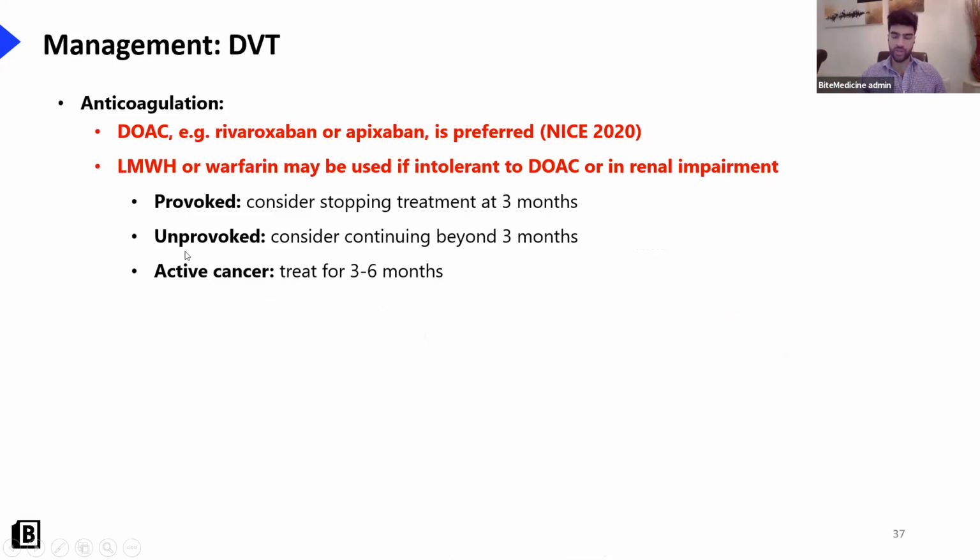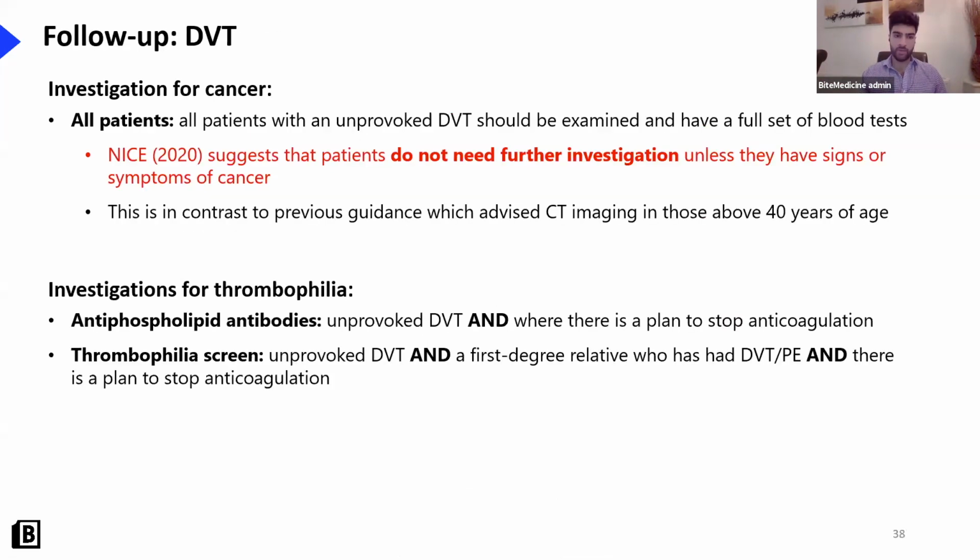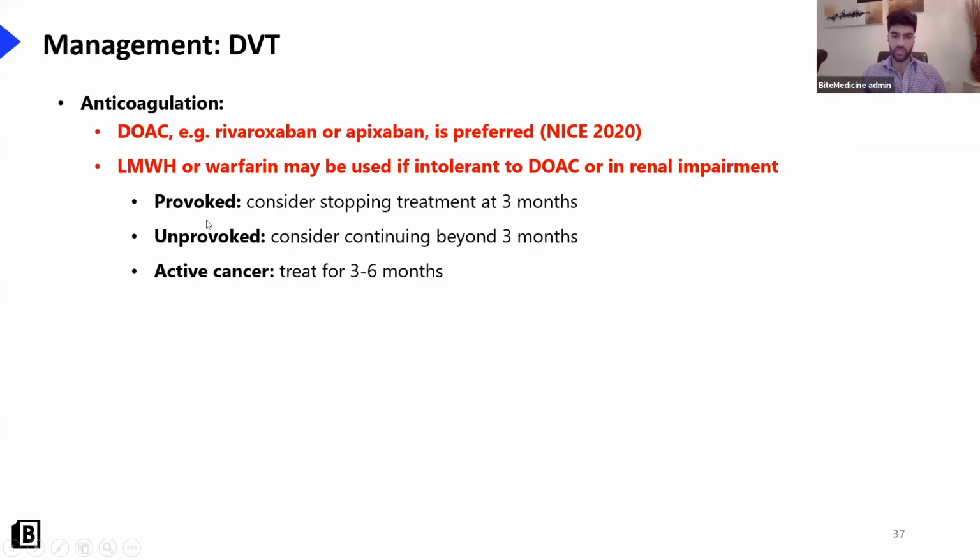If it's unprovoked, you consider continuing beyond 3 months. And if it's active cancer, you treat for 3 to 6 months. So exactly the same as PE. You're not learning anything new here. This is just a reiteration of what we discussed before. And remember, provoked means that there was a transient risk factor within the last 3 months.